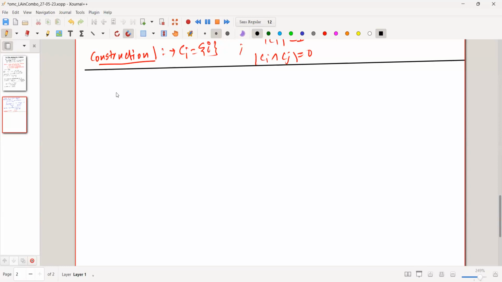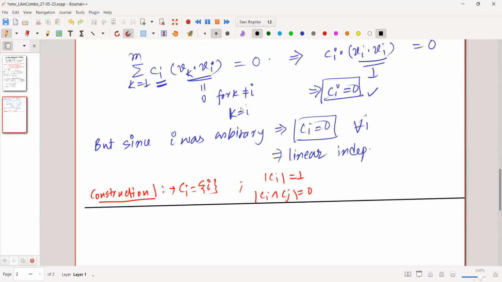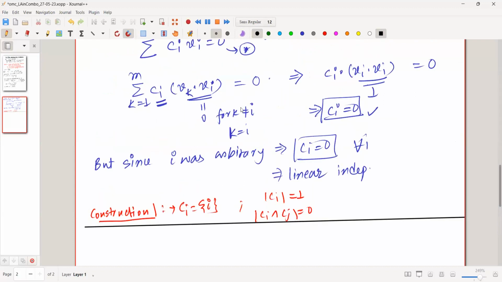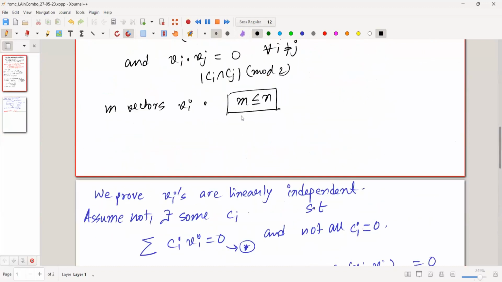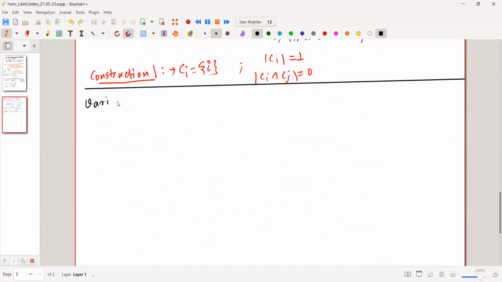Yeah, go ahead. How does linear independence finish? So I know that I have some number of linearly independent vectors, right? But I also know that you cannot have more than n independent vectors in F_2^n, because the dimension of the vector space is n. Okay, fine. Right.